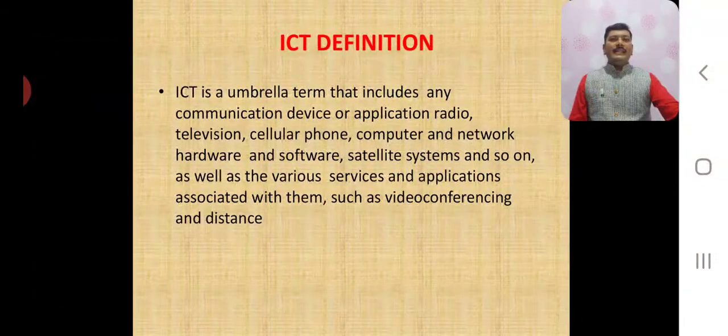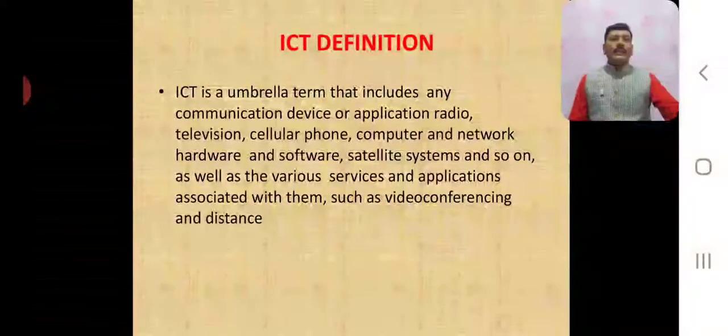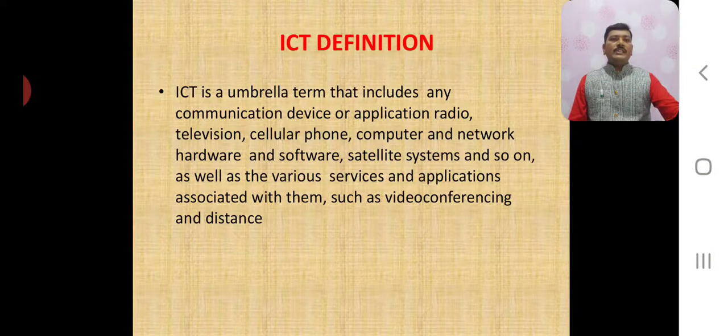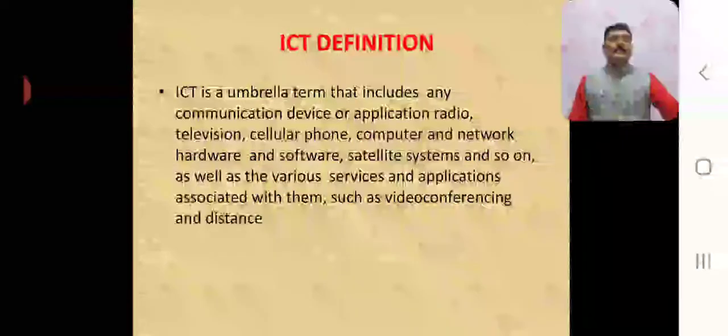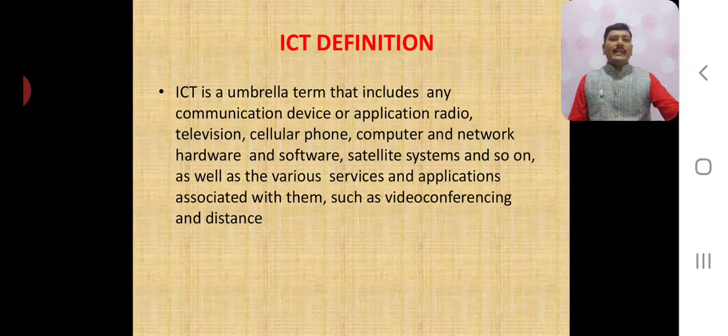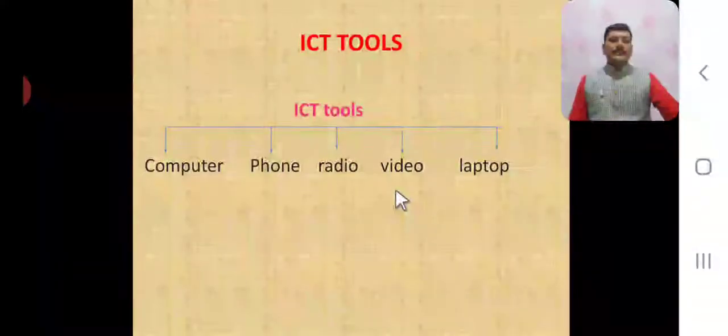Definitions of ICT. ICT is an umbrella term that includes any communication device or application: radio, television, cellular phones, computer and network hardware and software, satellite system and so on, as well as the various services and applications associated with them, such as video conferencing and distance learning.